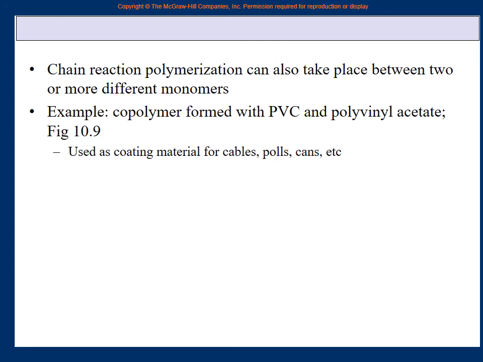The chain reaction polymerization can also take place between two or more different monomers, right? We were talking of copolymers, so we are just trying to explain that. You see, earlier we were saying that there is one ethylene, another ethylene, another ethylene, another ethylene, and you are making a chain. But if you are doing it between two of them, then the polymerization is happening between one type of chain and the other type of chain. Therefore, you are having copolymers.